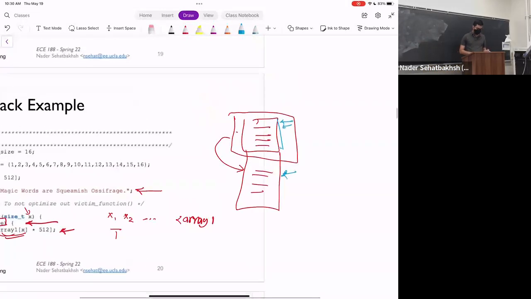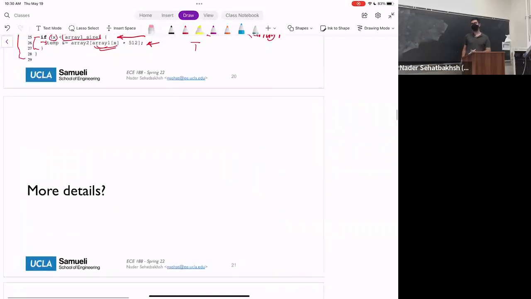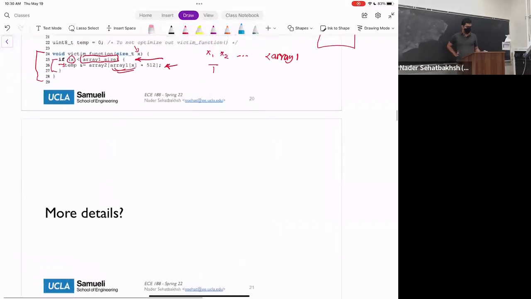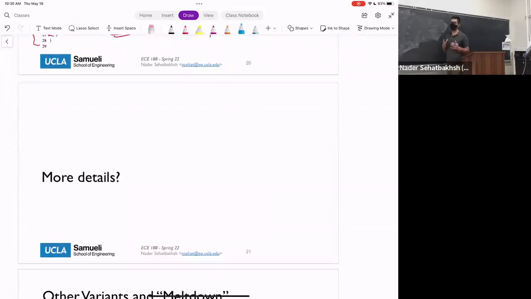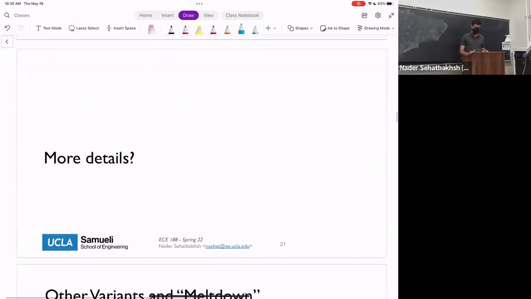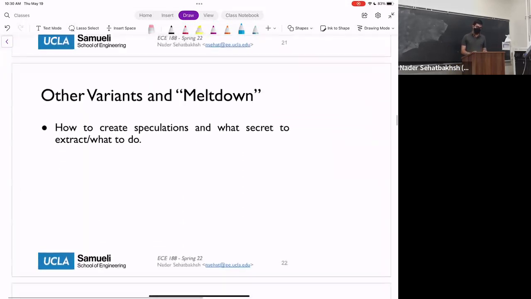Cool. If you're interested to know more, I'd definitely suggest you check out the Spectre paper. It's easy to read, so you can very quickly figure out what's going on. But yeah, as I said, I'm intentionally skipping some of the important details about this. So if you're interested, go and check it out.